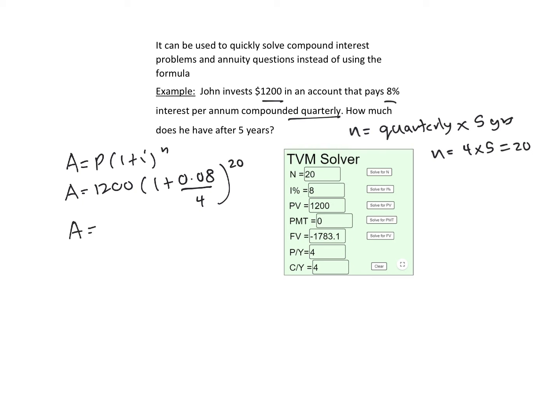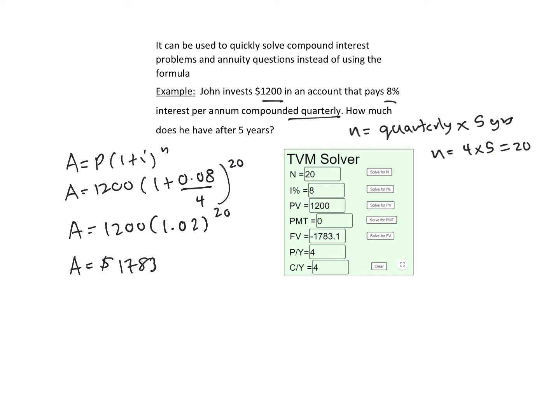And then we're going to put this all into the calculator. 8% divided by 4 is 2%, so that'll be 1.02 to the power of 20. Multiply that by 1,200 and you get approximately $1,783 and some change.